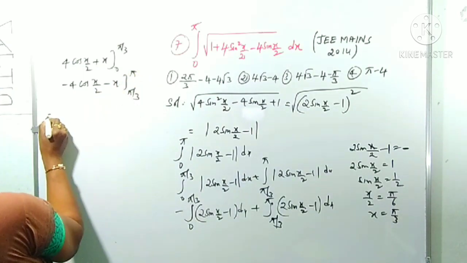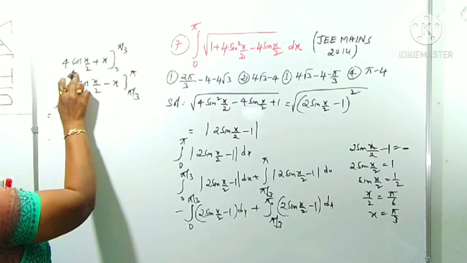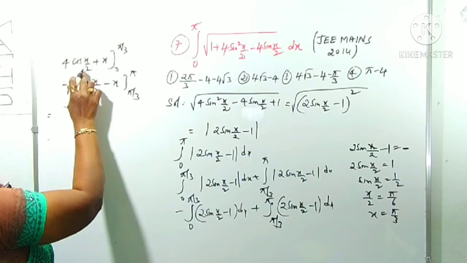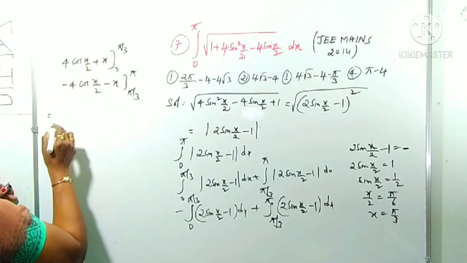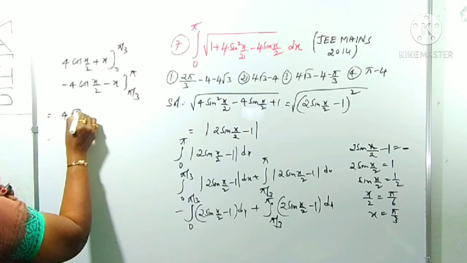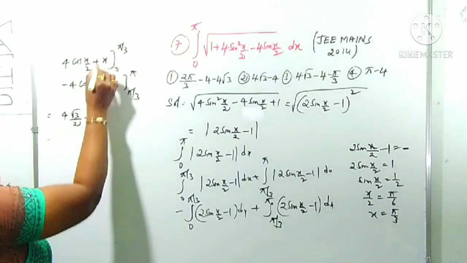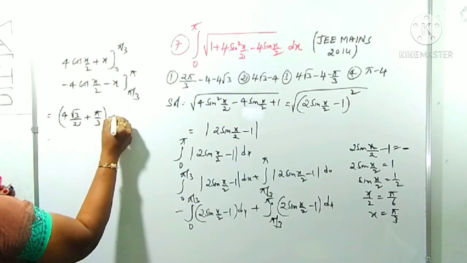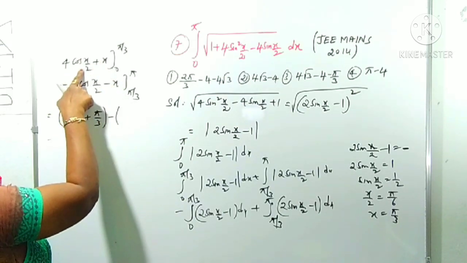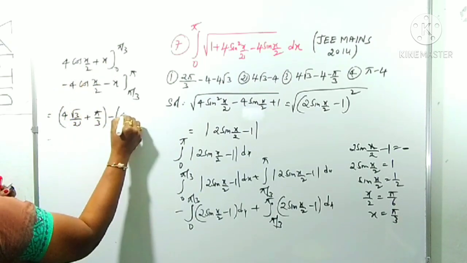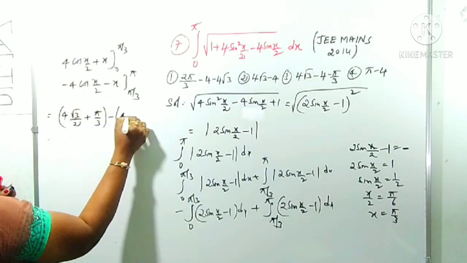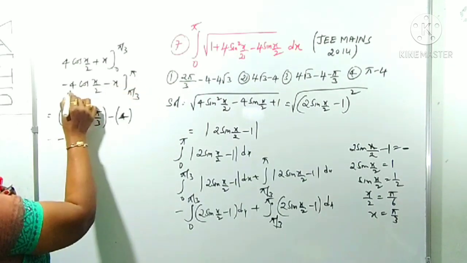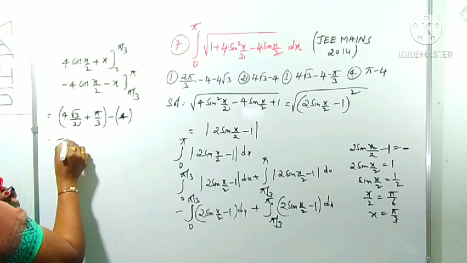Right? Now we can apply the upper limit here. 4 into cos of (pi by 3)/2, that is pi by 6. Cos pi by 6 is what? Root 3 by 2, with plus pi by 3. This is the upper limit for this one. Now the lower limit: 4 into cos 0 is 1, so 4 plus 0, 4 only. Right? Be careful in the limit application. Now for this upper limit pi: cos pi by 2 is 0.